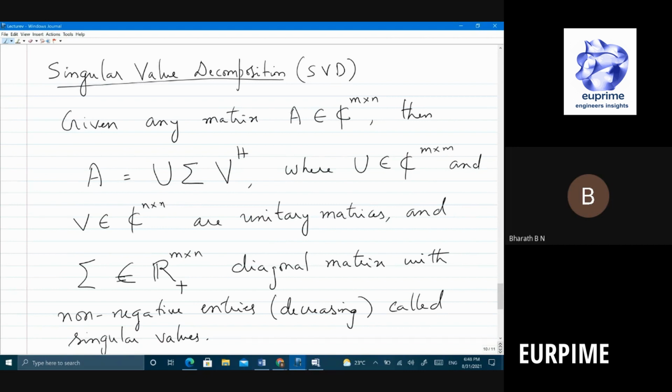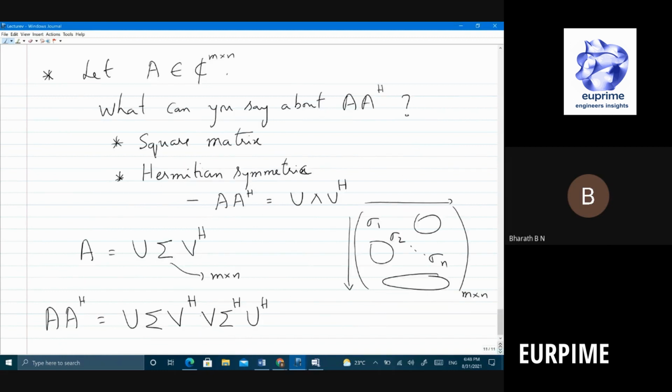So R plus is basically all the non-negative numbers. Okay, so this is what you get, right? So what is the answer here? U, V Hermitian, V is identity. Sigma, sigma Hermitian is what? You'll get a square matrix, right? Sigma is M cross N, sigma Hermitian is N cross M. You get an M cross M matrix. But what will be there in the diagonal? The diagonal will be sigma 1 squared, sigma 2 squared and so on, right? So this will be, I'll call this sigma, sigma Hermitian as is, okay, times U Hermitian.